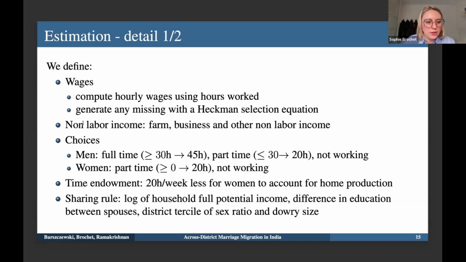We also have information on non-labor income. Part of the non-labor income comes from farm activity, business, and there is also some other non-labor income.